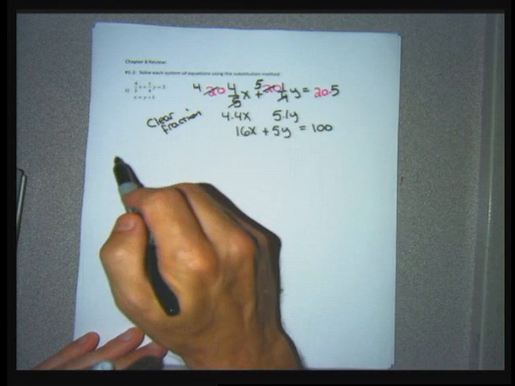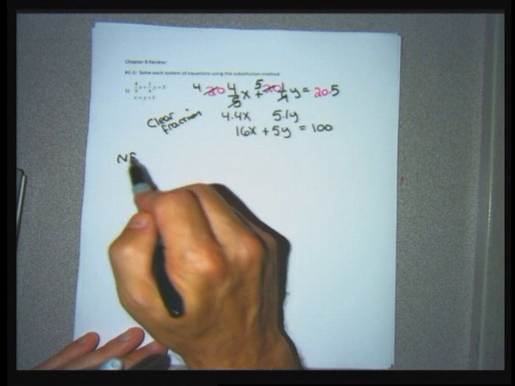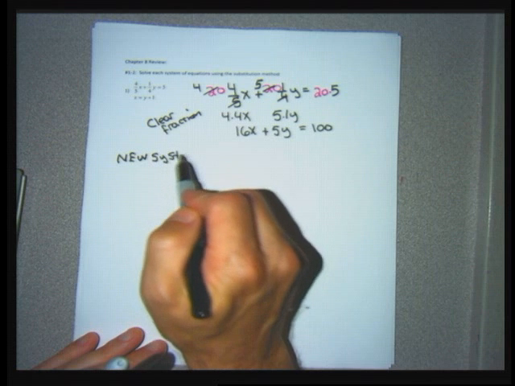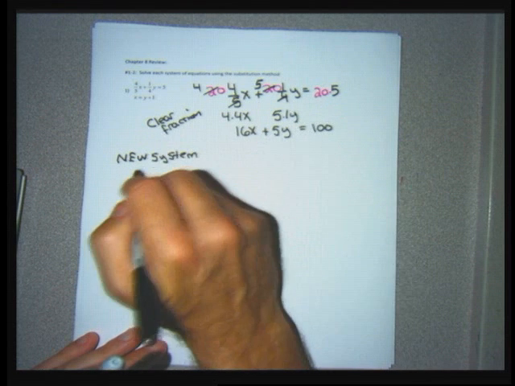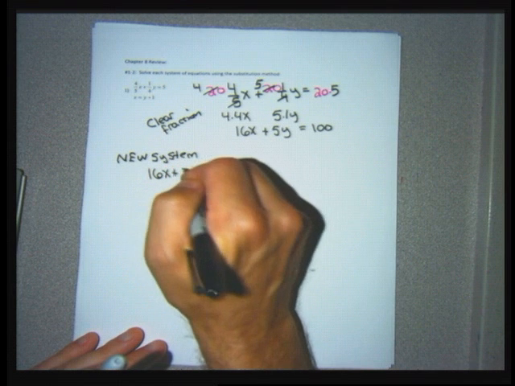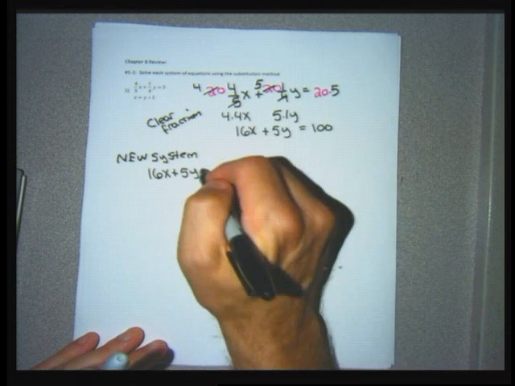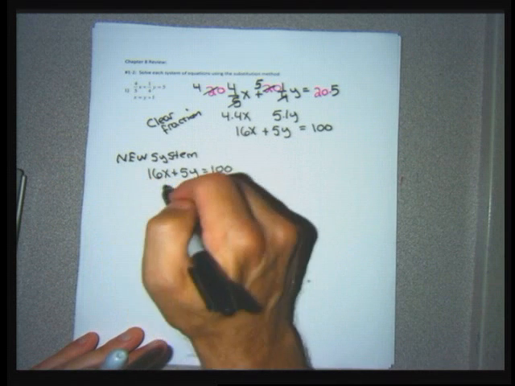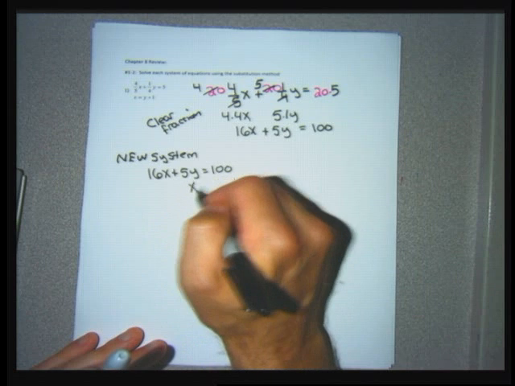Now I'm going to have a new system of equations that has the same answers as the original system. The top equation, I'm going to have 16x plus 5y equals 100. The bottom one, using the substitution method, I don't need to change. x equals y plus 1.